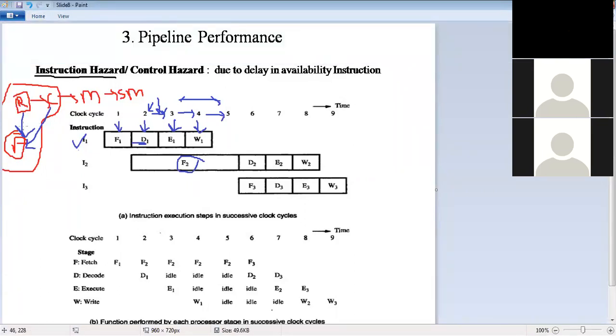As the instruction is not available in a cache, that's why it is available in main memory. So first the instruction is loaded into the cache, so it takes one clock cycle, and then from cache it is made available to the processor, so it requires an extra one clock cycle. So hence two clock cycles are required. Due to the delay in the availability of instructions, the pipeline stalls the clock cycle. Hence it is called instruction hazards.